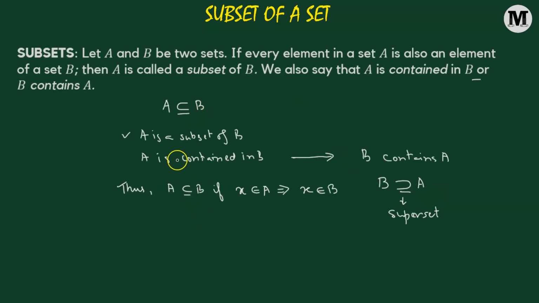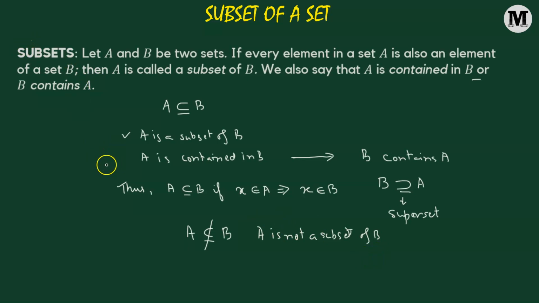And if A is not a subset of B, then symbolically we can express it as A, using the symbol for subset. A is a subset of B, but since A is not a subset of B, we will cross it out. Now, this means that A is not a subset of B, or we can say A is not contained in B, or we can say B does not contain A.